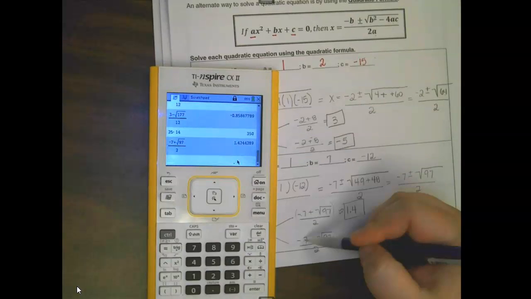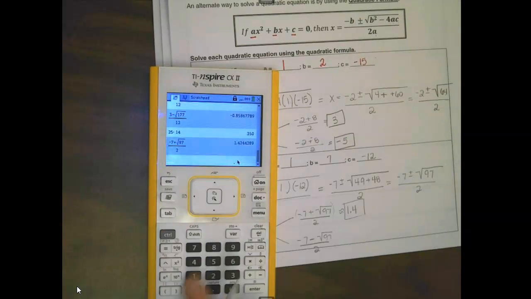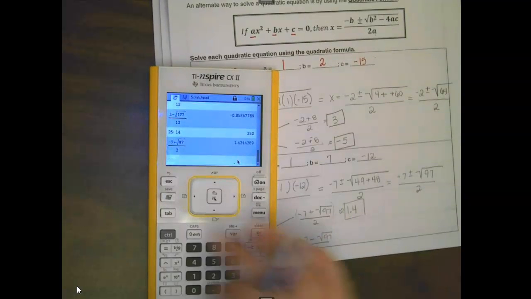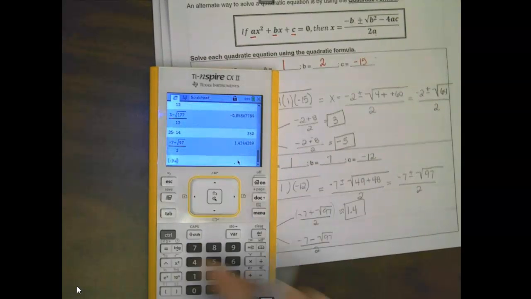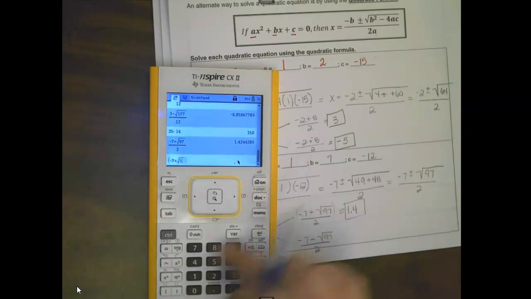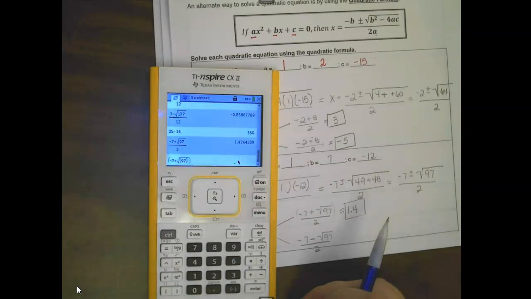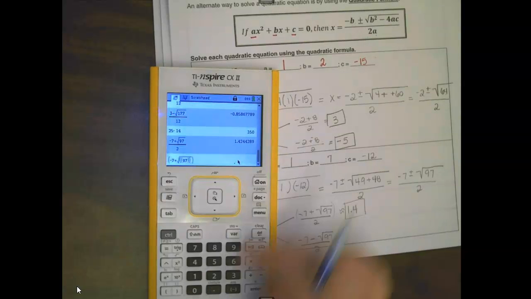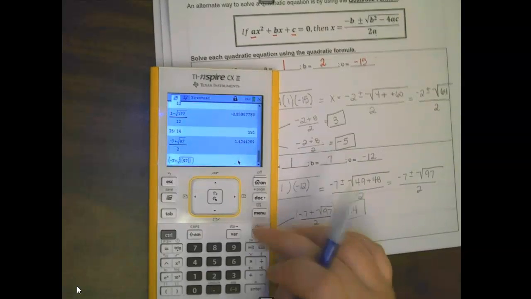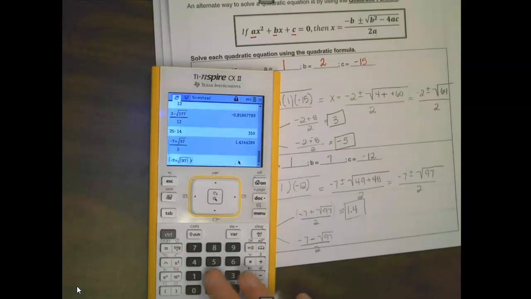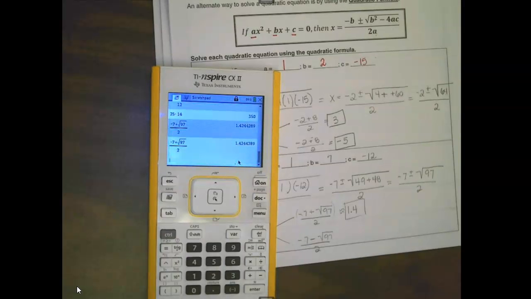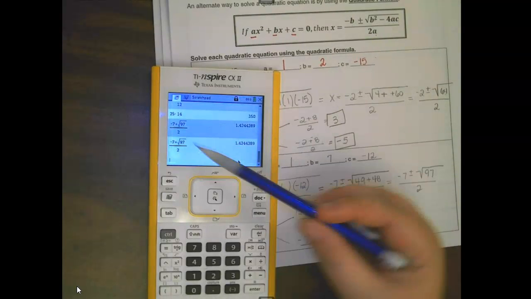I'll show you how to do this one without it. So I'm going to do parentheses without doing it as a fraction. Wrong button. Parentheses. Negative 7 plus the square root of 97. And that whole thing will be divided by 2. Oh, I just did the same exact problem. But look, I showed you that you had to do the parentheses, which is nice.